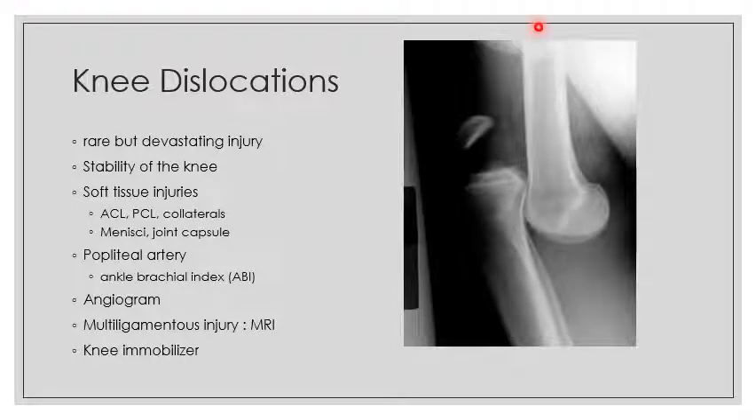So knee dislocations. Basically, they're a rare but very devastating injury. Usually indicates high trauma. The knee is a very stable joint, but with high energy or with some disruption of the ligamentous support, you could dislocate the knee. The main problem with this is when you see a knee dislocation, most probably the soft tissue injuries are already too massive. Consider your ACL, your PCL, your collaterals, as well as your meniscus and the joint capsules.